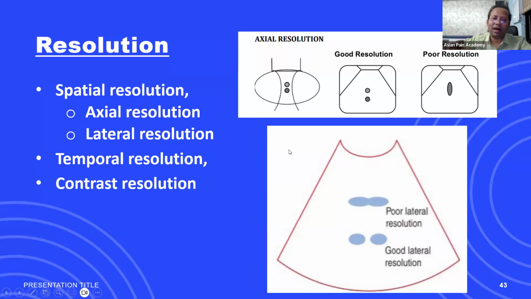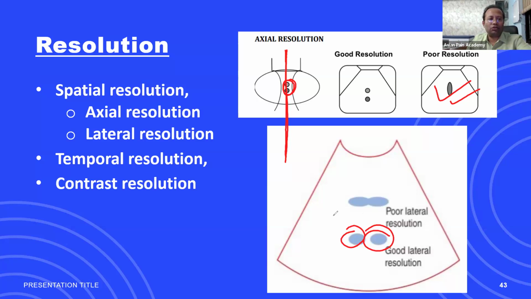In the same plane, if you can identify two dots as two different structures, that is good resolution. If all mixes up together and it becomes like this, then it is poor resolution. The other spatial resolution is lateral resolution. Laterally also, two structures should be completely separate. So this is called resolution.